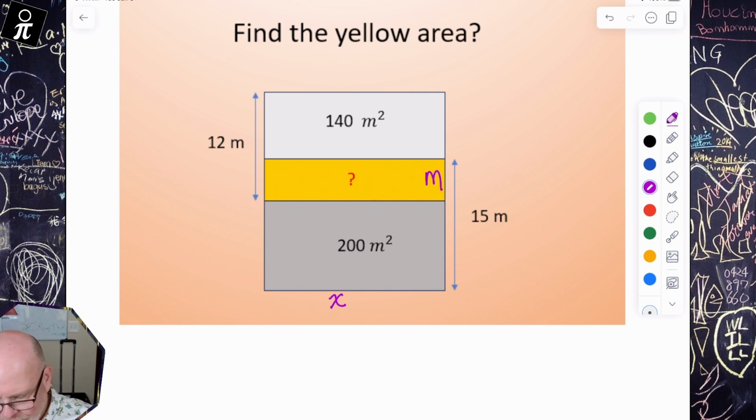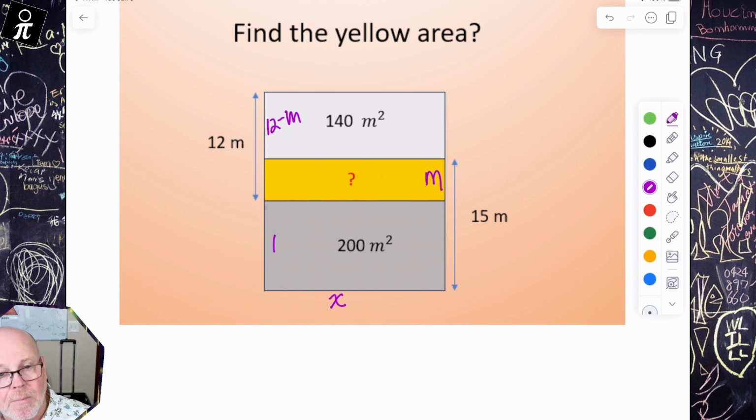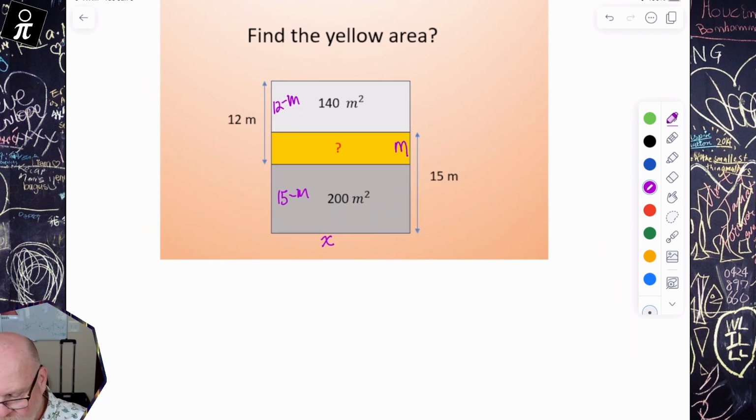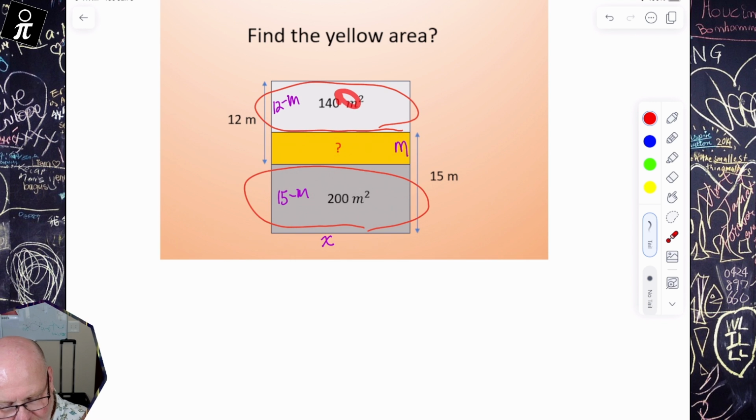All right, now if this height right here is M, this length right there becomes 12 minus M, and that means this length down here becomes 15 minus M, right? Okay, so there we go. And so now, what are we going to do? Well, let's find the area of this rectangle, and let's find the area of this rectangle, and see if something falls out for us, because we know the actual areas, but what we can do is find some sort of expression.